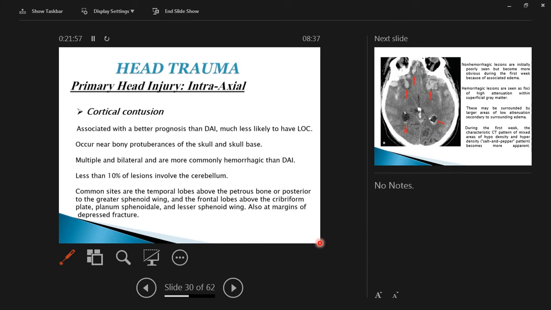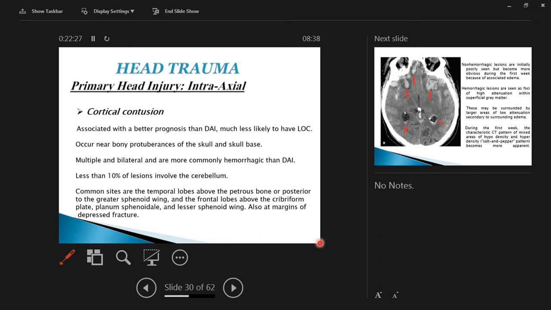Now, the other one among the intraaxial insults is cortical contusion, usually associated with a better prognosis than diffuse axonal injury, and much less likely to have loss of consciousness. It occurs near bony protuberances of the skull and skull base, is multiple and bilateral, and is more commonly hemorrhagic than diffuse axonal injury. Less than 10% of the lesions involve the cerebellum.